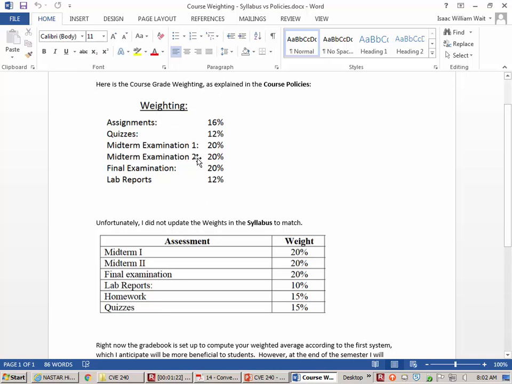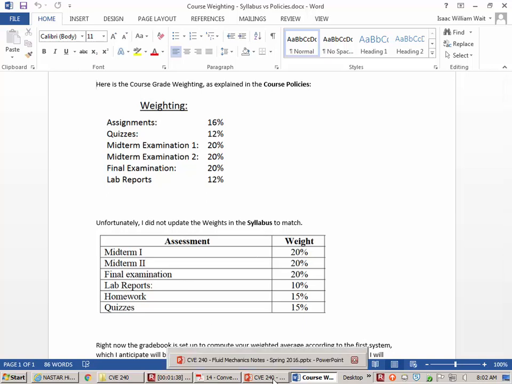It's set up according to this formula. But at the end, I'll manually, well, not manually, I'll put it into a spreadsheet, but I'll double check to see if using this weighting is better for you. Any questions about that? Just an oversight on my part. I apologize if there was any confusion.